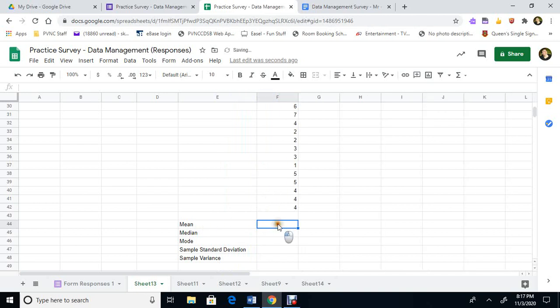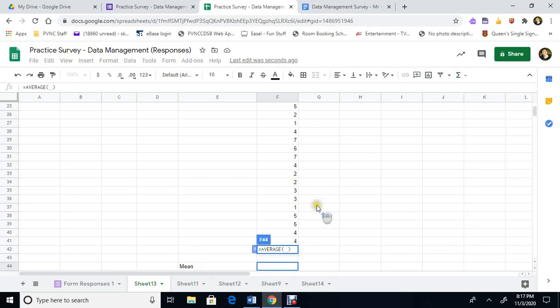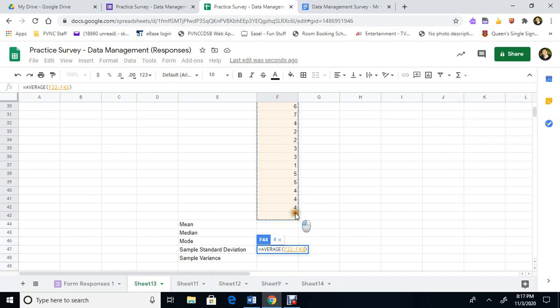So the mean is the average. It's the average of all the data we've collected here. We go here, this symbol has all the formulas. We click on it, average. You highlight all the data that you want the average of. When you're done, you hit enter. And it says the mean is 4. Interesting, an even number.